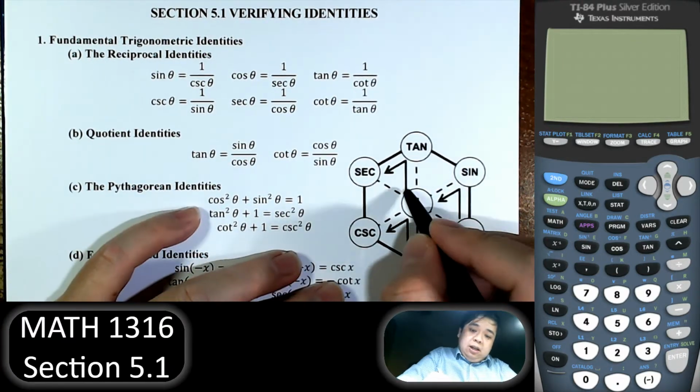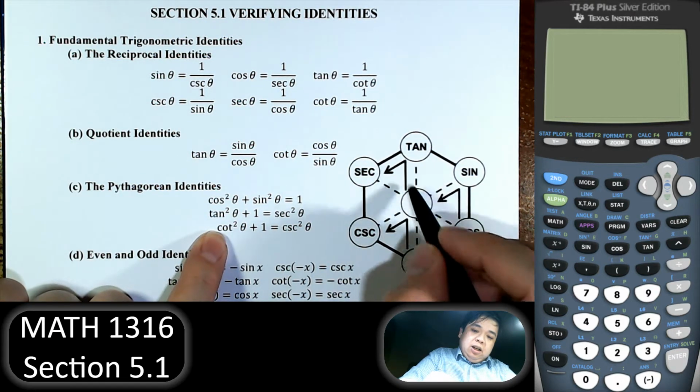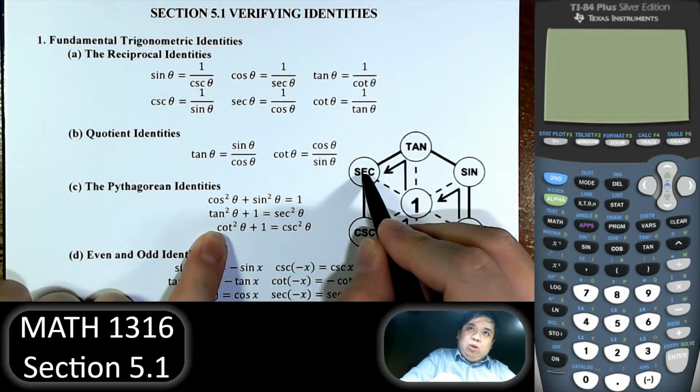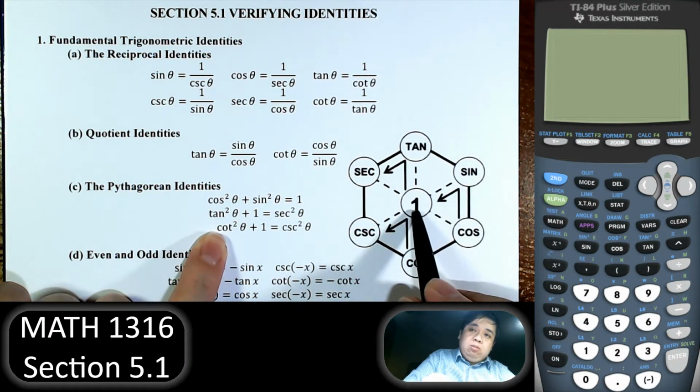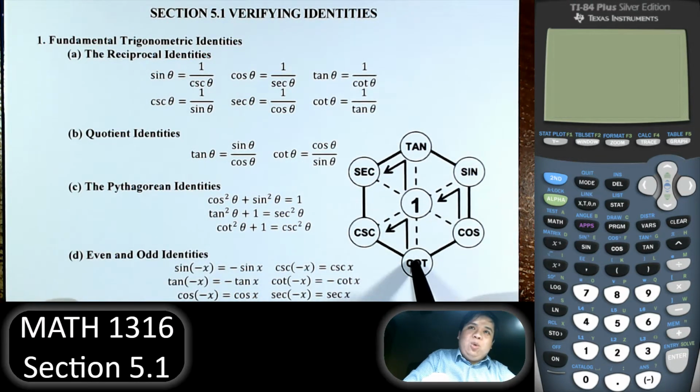And then the Pythagorean identities: 1 plus tangent squared equals secant squared, cosine squared plus sine squared equals 1, and cotangent squared plus 1 equals cosecant squared. And of course, that's what we have.